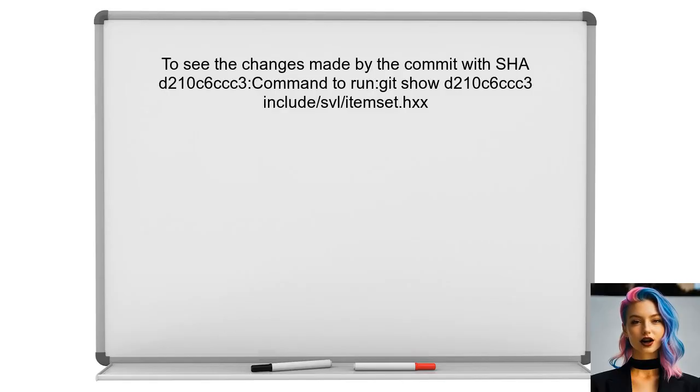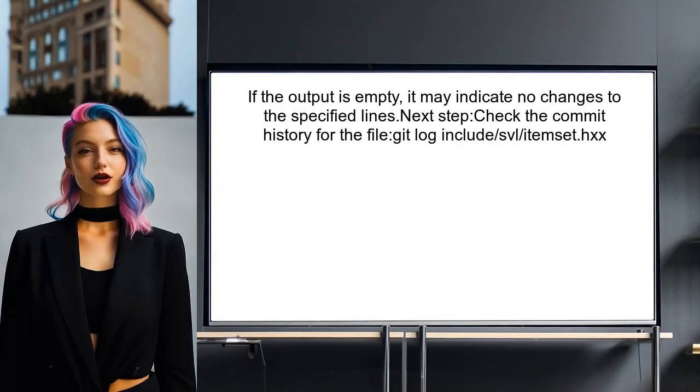To see the changes made by the commit with SHA d21z6ccc3, the user should use the command git show followed by the commit hash and the file path. This command will display the differences introduced by that specific commit. If the user finds that the output is empty, it may be due to the fact that the commit did not modify the specified lines in the file. The user can check the commit history for that file to confirm what changes were made.